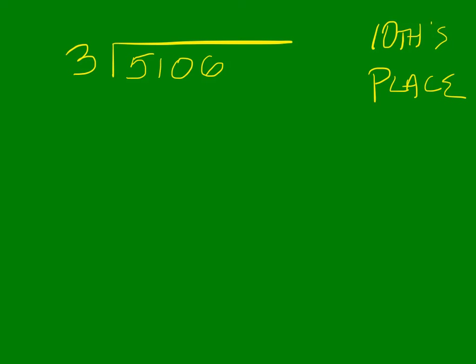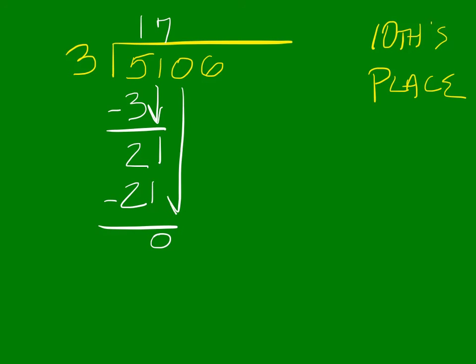On the practice problem, 3 goes into 5 once, with 2 left over. Drop the 1. 3 into 21 7 times, with nothing left over. Drop the 0, and you still can't do 3 into 0, so put a 0 there. And then drop the 6. 3 into 6 twice.